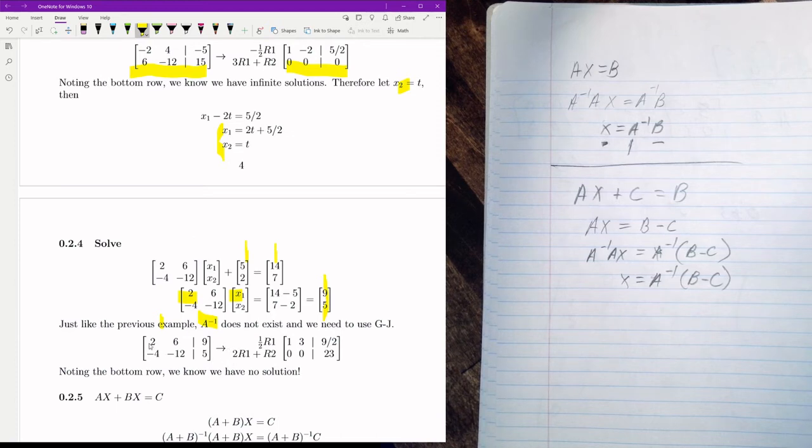Using Gauss-Jordan elimination to get this into reduced row form, we find that we have a 0, 0, 23 on our bottom row, so therefore we have no solution. So this is a no solution one.